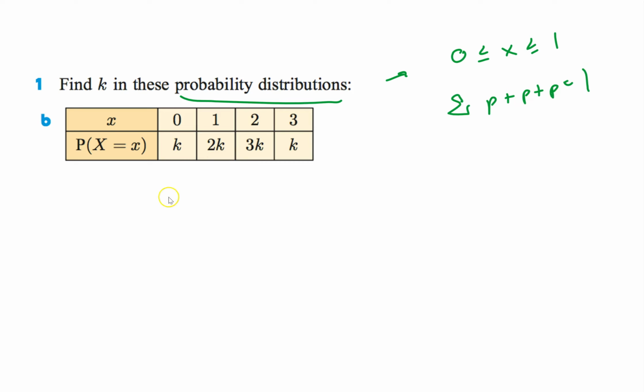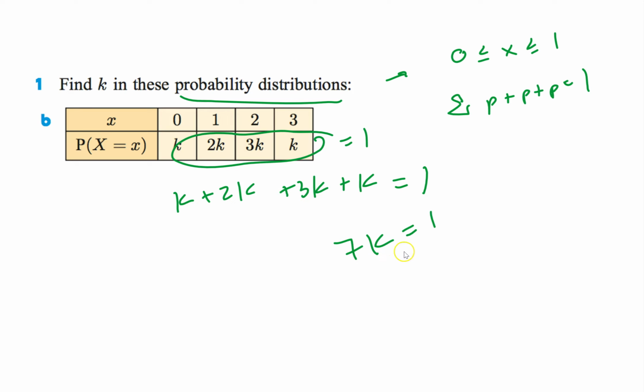That's what we're going to use here. If I add up K plus 2K plus 3K plus K, it should equal 1, because that's all the probability. All this stuff always equals 1. So in this case, I get 1 plus 2 is 3, plus 3 is 6, 7. 7K equals 1, divide by 7. K equals 1/7.